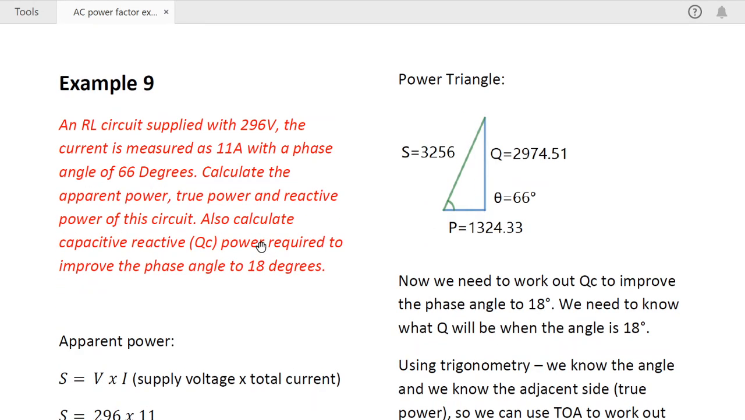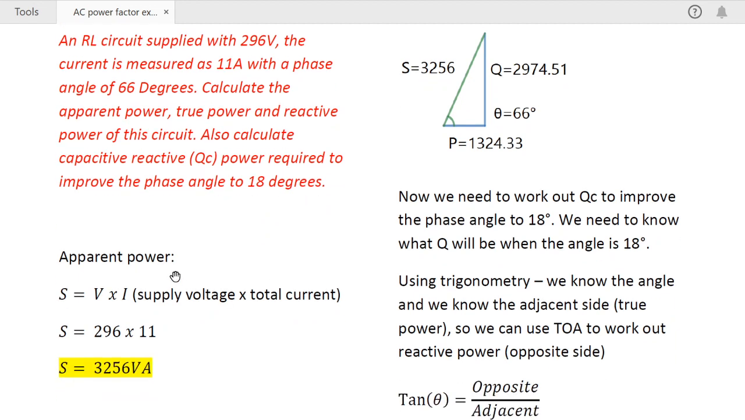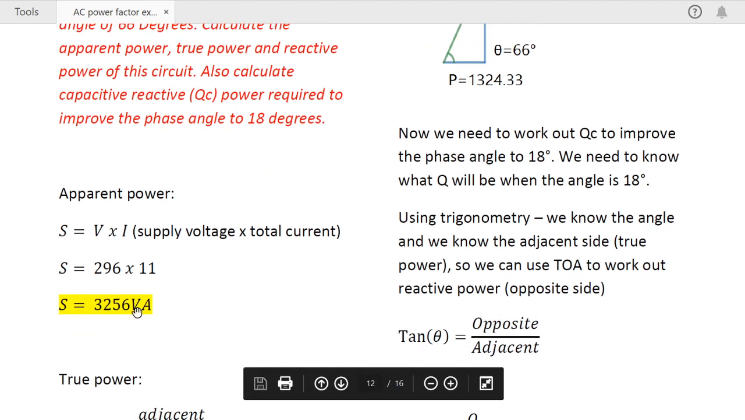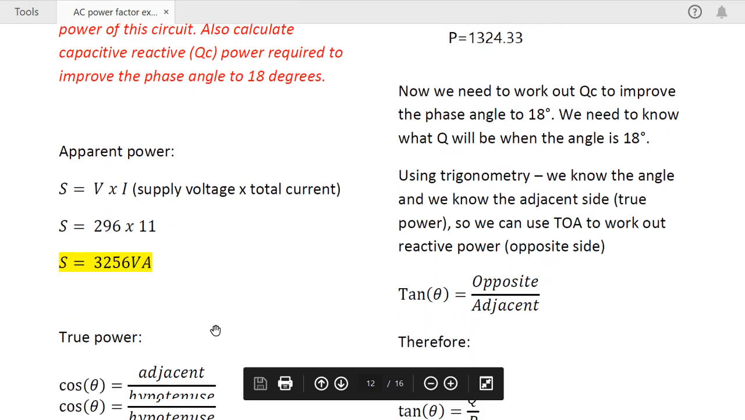Example number 9, 3 to go. An RL circuit, so a resistive and inductive circuit, supplied with 296 volts. The current measured is 11 amps with a phase angle of 66 degrees. Calculate the apparent power, true power, and reactive power of the circuit. Also calculate the capacitive reactive power, so the QC, required to improve the phase angle to 18 degrees. Apparent power, we know that one now, S equals V times I, so that's 3,256.